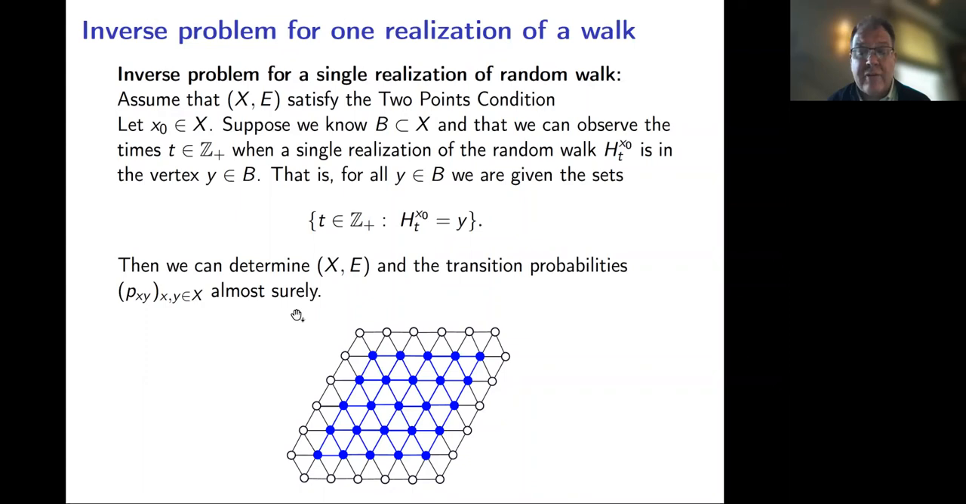So when we have the random walk here, and it has this large invisible area where it is hidden, and these white nodes where we can see it, if we can observe it for infinitely long time, then we can see what is the structure of this unknown region.